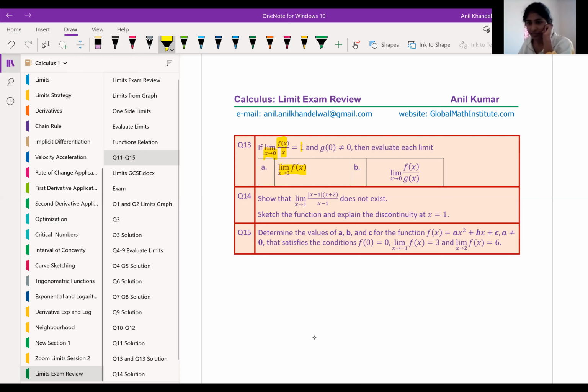We know that the limit of f of x is 0. We know that the limit of f of x over x when x approaches 0 is 1. Now the question is, find the limit of f of x over g of x. Remember, g of 0 is not 0. So if I substitute 0 there in the denominator, you will not get 0 in the denominator, right? So what is the limit of this particular function?